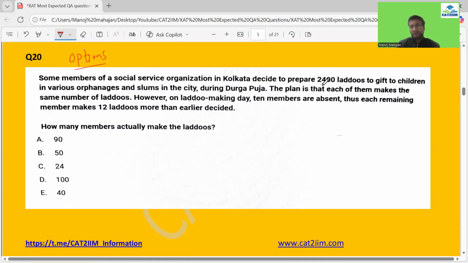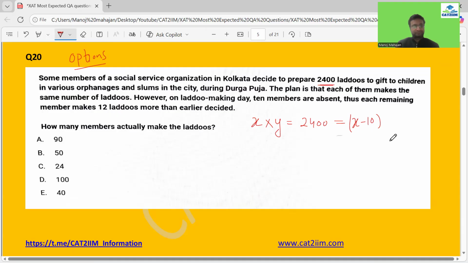So we have to prepare 2400 laddus in this problem. The plan is that each of them makes the same number of laddus. How many members actually make the laddus? Initially, let's say you have X members, and every member is making, let's say, Y laddus. So the product X into Y is 2400. That's what they have given, right? Now, however, on laddu making day, what happened? 10 members went missing. So this becomes X minus 10, and the remaining have to do the extra work.